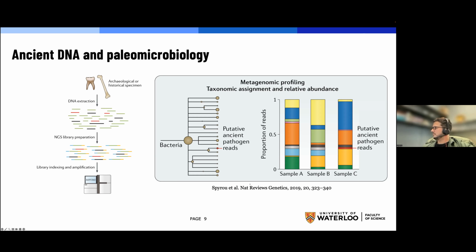Okay, and so we can look at different samples, like here on the right, sample A, B, and C, and we can get an idea of the taxonomic composition of these samples. And we find one of the really interesting things about ancient DNA is that the majority of the DNA found in a lot of these samples, for example, a lot of tooth samples, is of a microbial origin, not a human origin. And for a long time, it was suspected that this microbial DNA fraction was contamination.